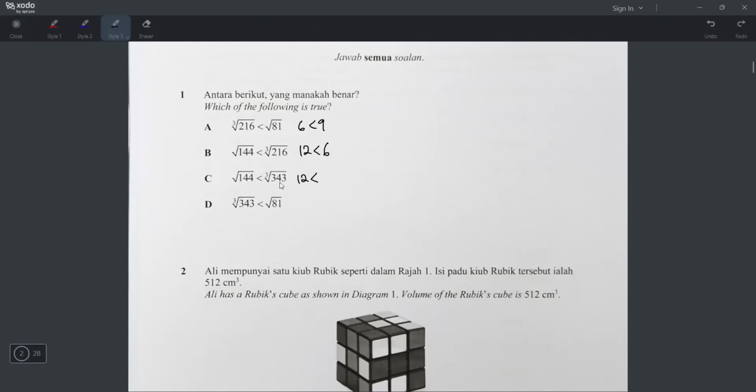Smaller than cube root 343, that's going to be 7. Yeah, you can use your calculator to help you. And then cube root 343 again, so 7 also. And then square root 81 is 9, right? And the symbol is smaller than. So now let's check which one is true.